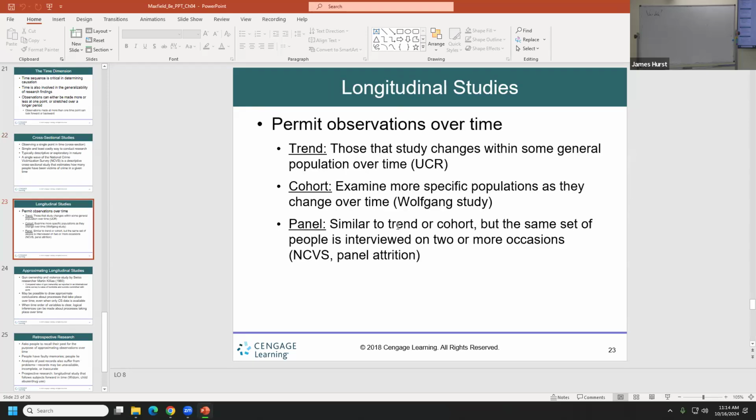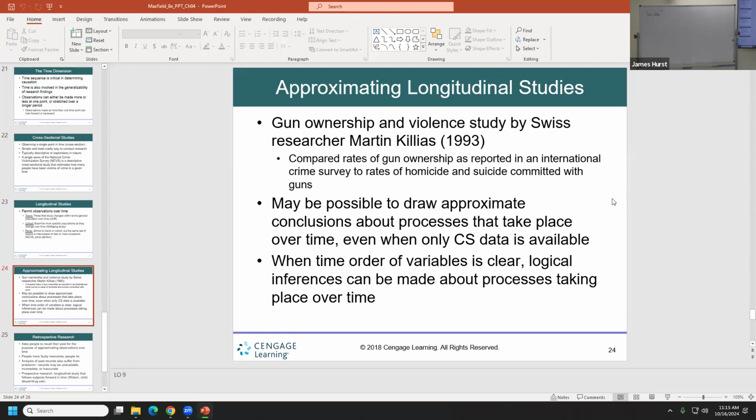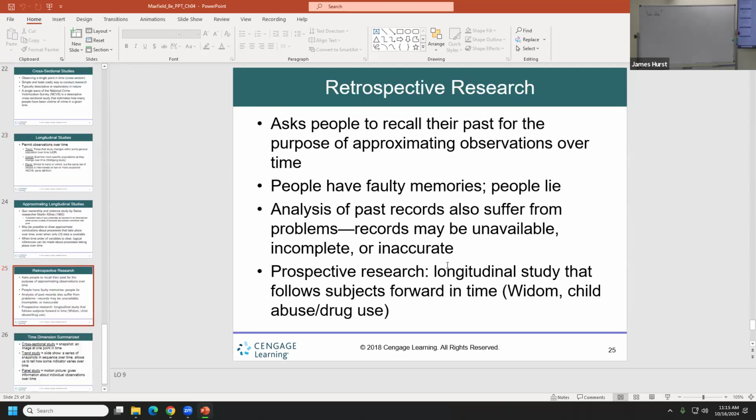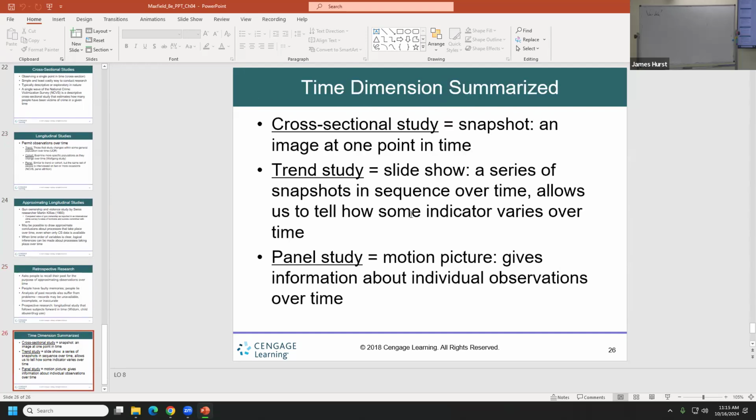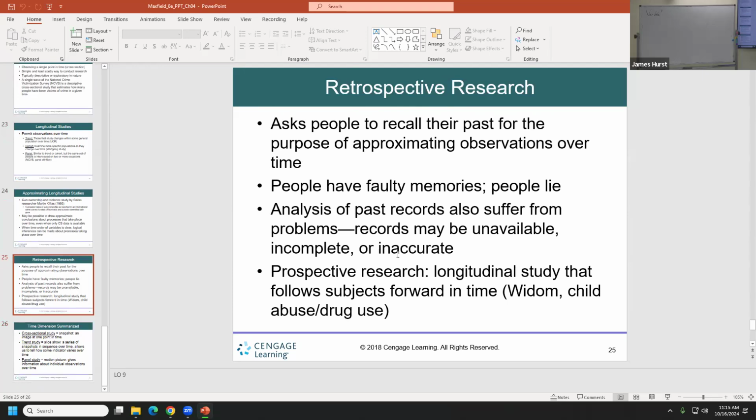Nope, that went the wrong way. Okay. There are ways that they approximate the longitudinal studies. I'm not going to spend too much time talking about that, because that's where I start talking about what we were talking about a minute ago. Retrospective, and then there's another term for looking forward. Prospective. There you go. Basically, extrapolation. You run into problems though.